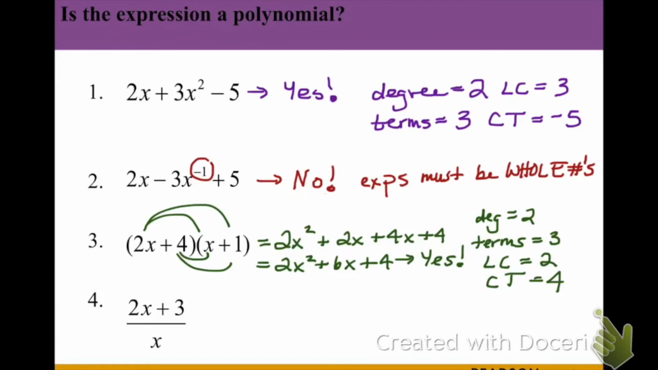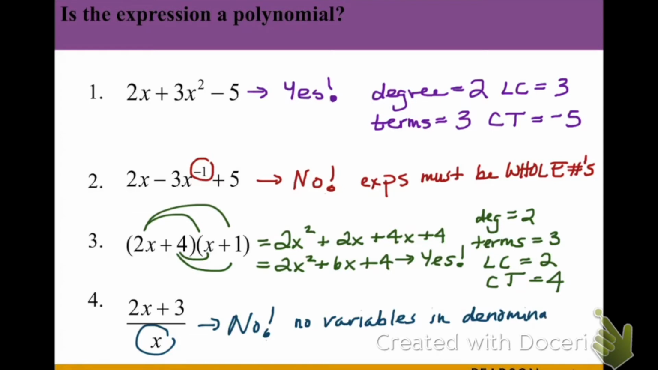In our last example here, we have 2x plus 3 over x. This is not a polynomial. The reason why is because of the x in the denominator. Since we cannot divide that x evenly into every term in the numerator, that means that this is its simplified form, leaving that x in the denominator. And a polynomial cannot have any variables in a denominator. So to not be a polynomial, that means that we cannot have negative exponents, fraction exponents, or exponents in our denominator when simplified.